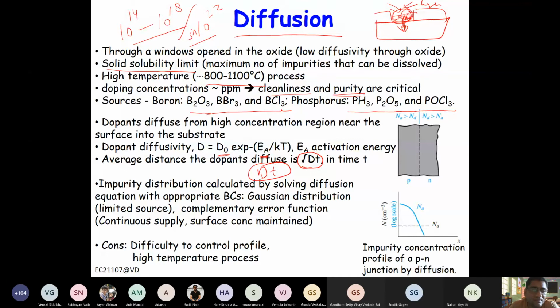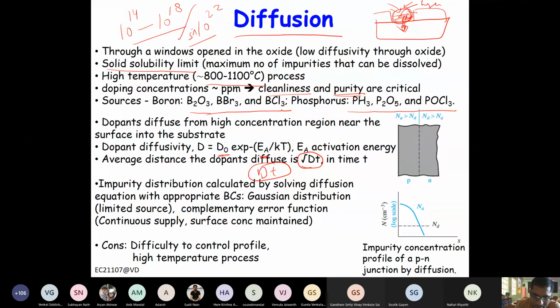So either you can have a process at high temperature for a small amount of time, or you can have a process at low temperature for a longer time, right? So these are different variations. Then of course you can use the diffusion equation to solve and obtain the concentration profile. Here I give two examples. We are not going into solving the diffusion equation, but it's fairly straightforward.